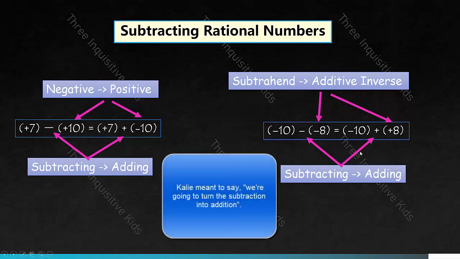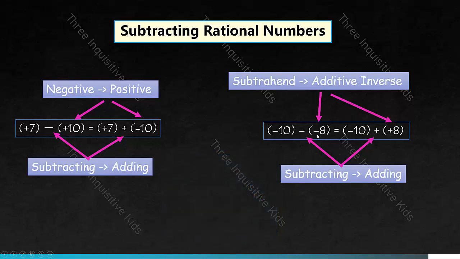In here, we're going to turn subtracting into adding. So the second term, the subtrahend, will be turned into its additive inverse. In this case, the opposite of negative 8 is positive 8. So negative 10 minus negative 8 equals negative 10 plus positive 8.